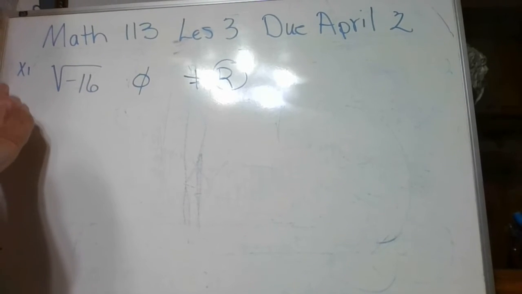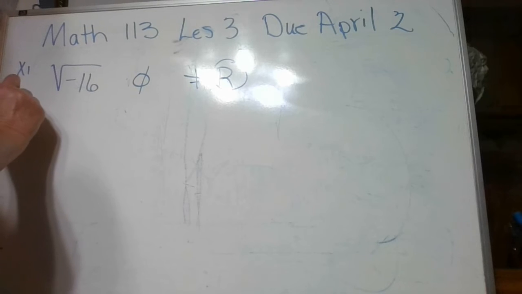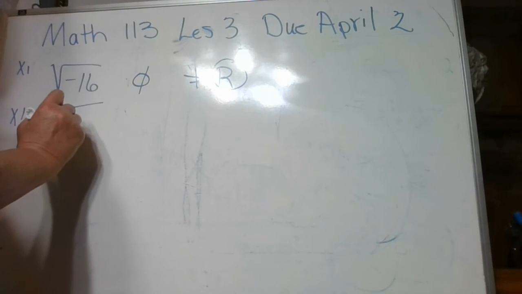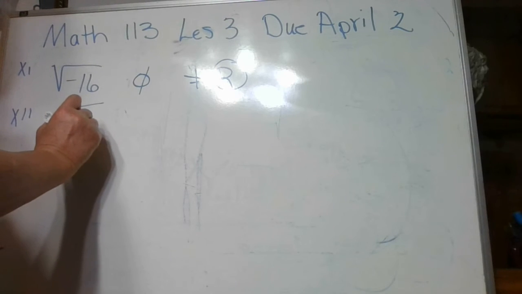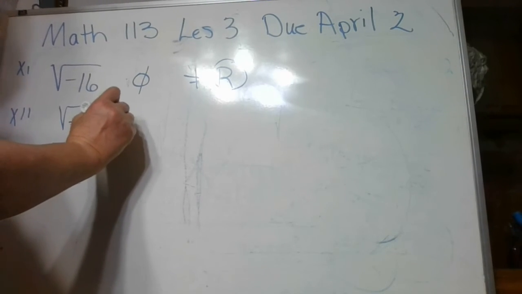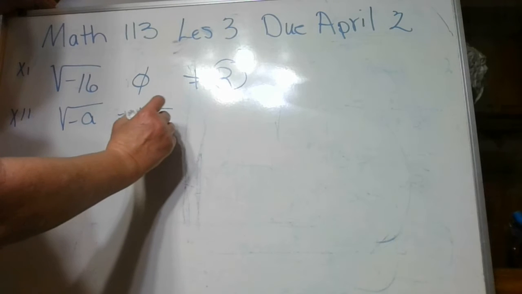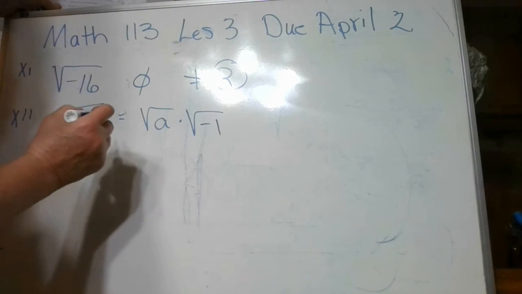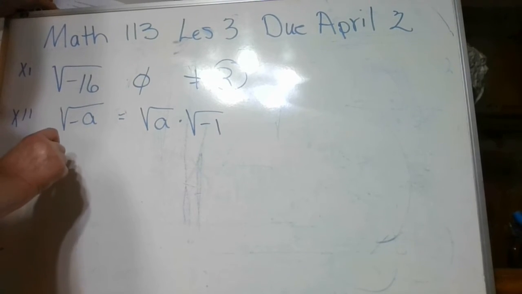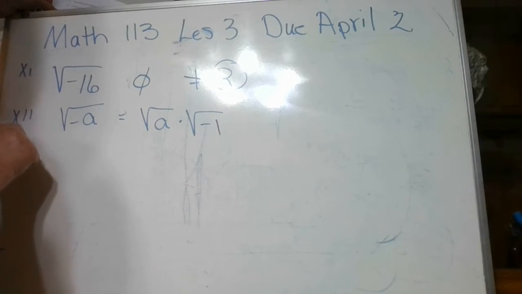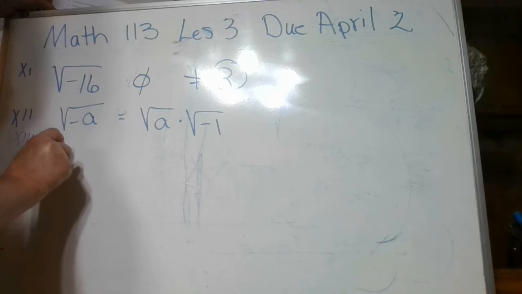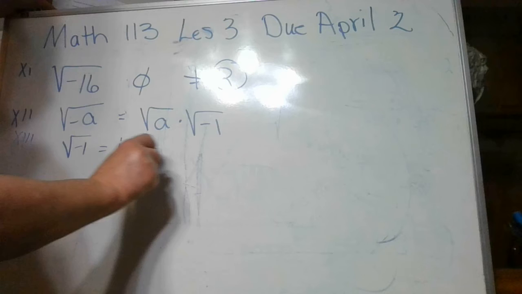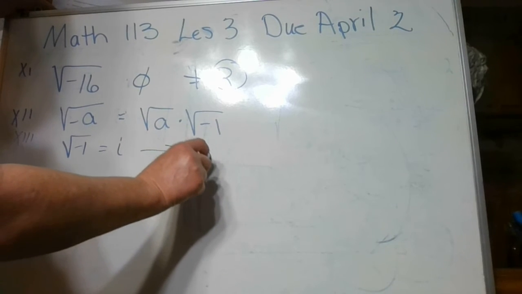However, now I'm going to teach you a new concept, which says that the square root of negative a is equal to the square root of a times the square root of negative 1. And now I'm going to define the square root of negative 1 is equal to i, which is an imaginary number.